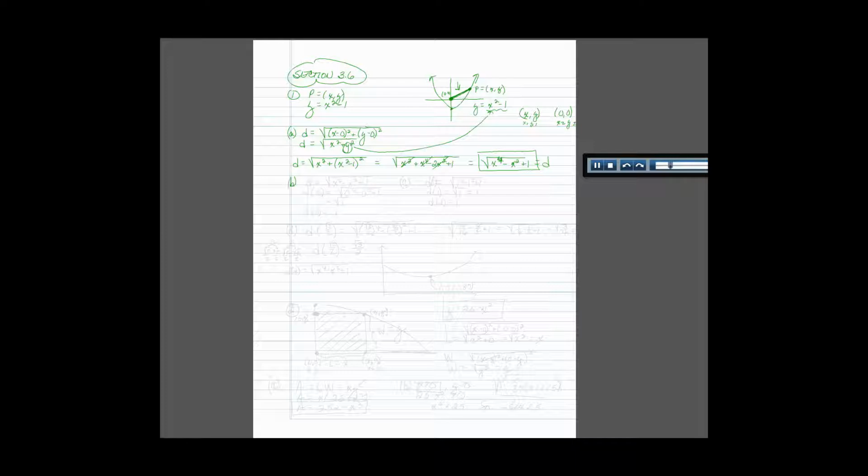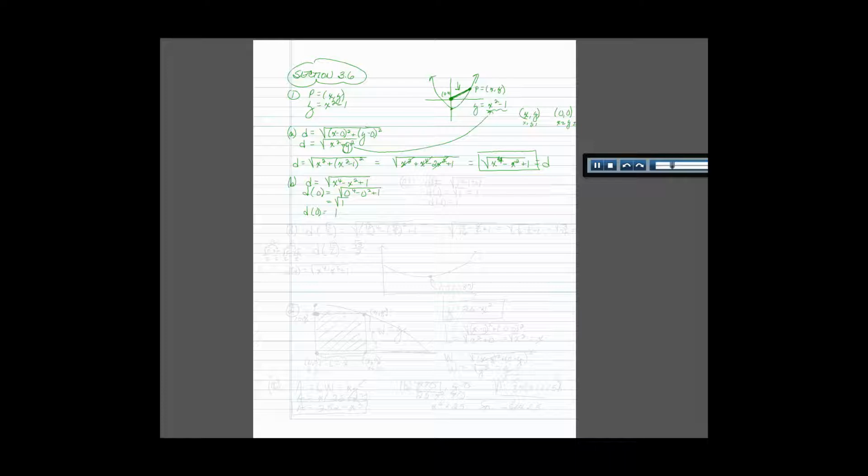Alright, let's look at part B. It says, what is d if x is 0? Well, here's our formula for d. We have the square root of x to the 4th minus x squared plus 1. So now we want to know, what is d of 0? That would be the square root of 0 to the 4th minus 0 squared plus 1, which is the square root of 1. So d of 0 is 1.